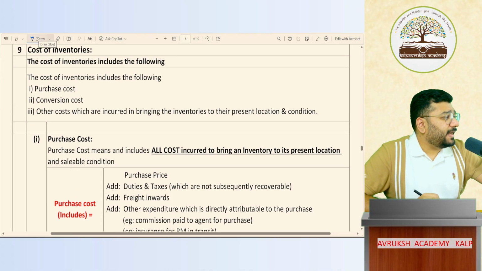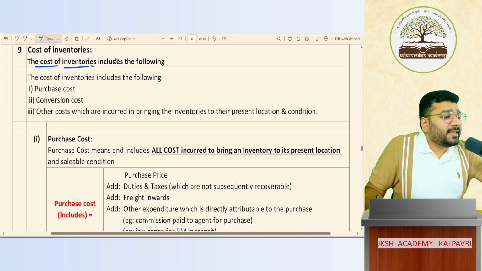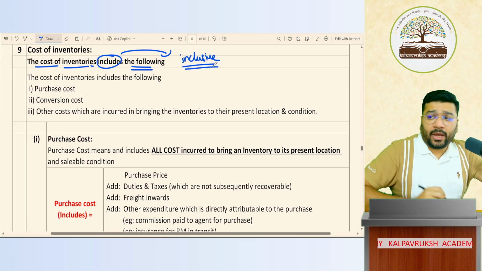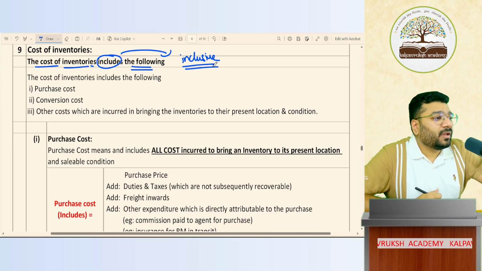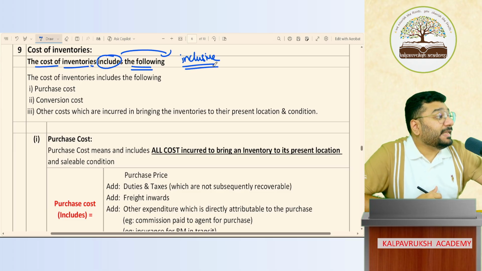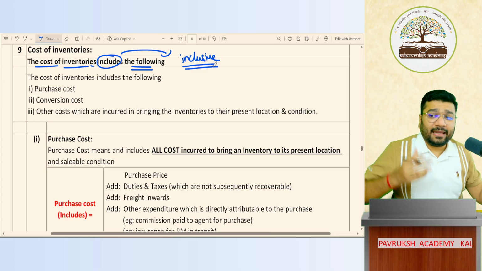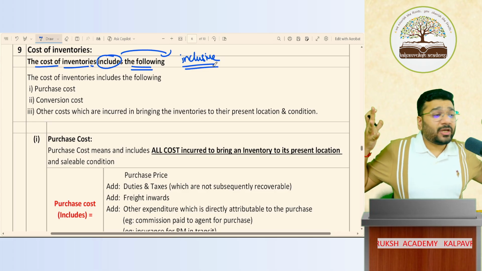Accounting Standard 2 says that the cost of inventories includes the following. So this definition is an inclusive definition. Can you tell me what is the meaning of inclusive definition or inclusive meaning? In law, have you come across the term inclusive, exhaustive? Nothing. So when I say a definition is inclusive, it means what? I can expand that as much as we can.